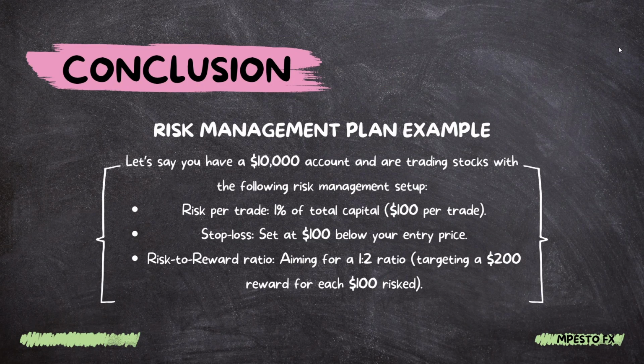Okay, then under risk management plan, this is an example. I've compounded everything into creating a system for risk management, whereby let's say you've got a $10,000 account and you're trading stocks with the following risk management setup. Risking 1% per trade of total capital, that is $100 per trade. Stop loss 800 below entry. Risk to reward is 1:2, so you'll be targeting $200 for each $100 which you are risking.